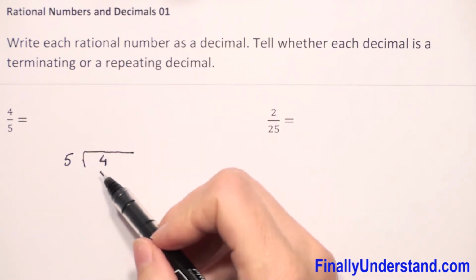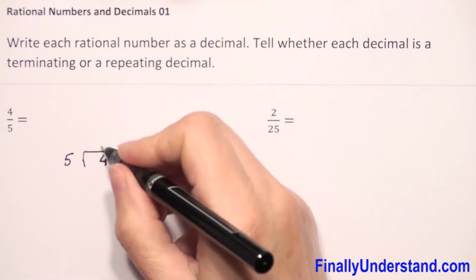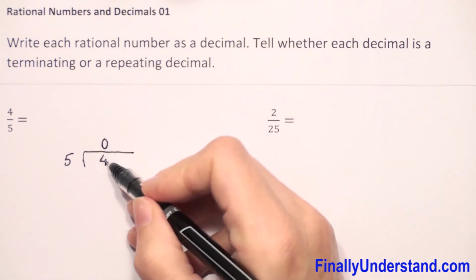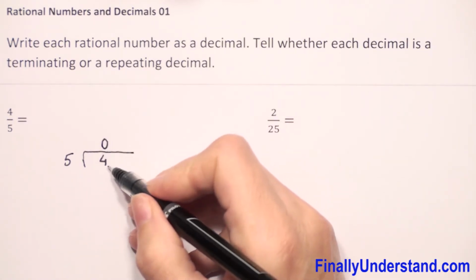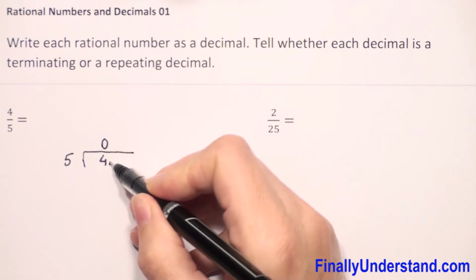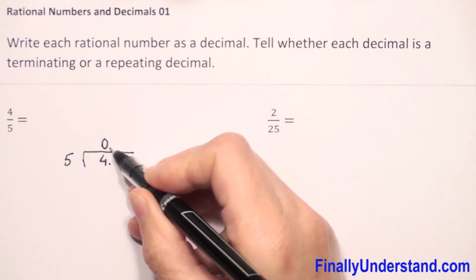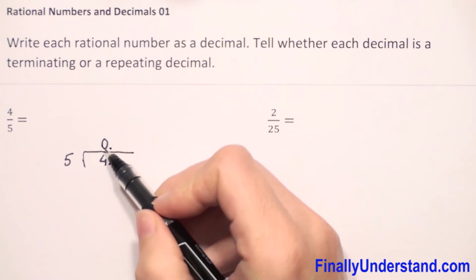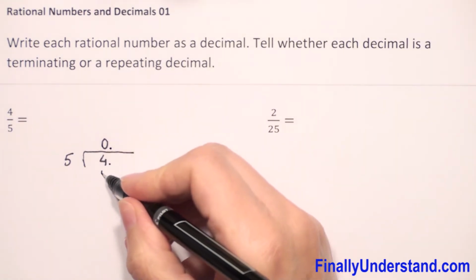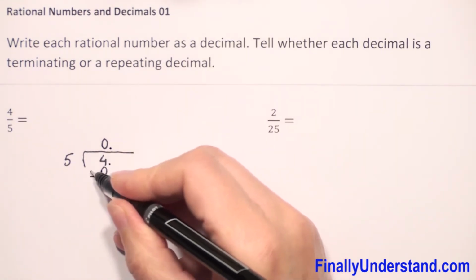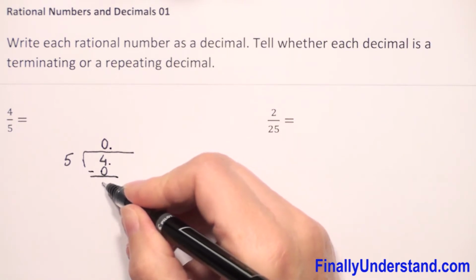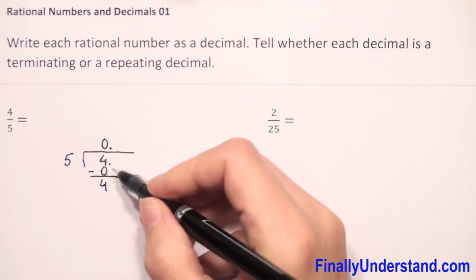How many times can you put 5 into 4? 0. So we have to write 0 above 4. At the end is a decimal point, so we take this decimal point above. And next, 0 times 5 is 0. Now we have to do subtraction. 4 minus 0 is 4.